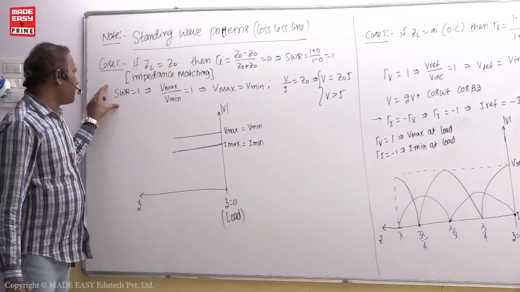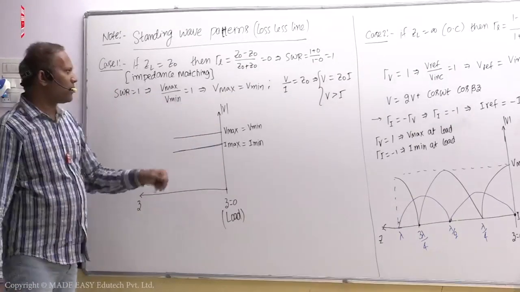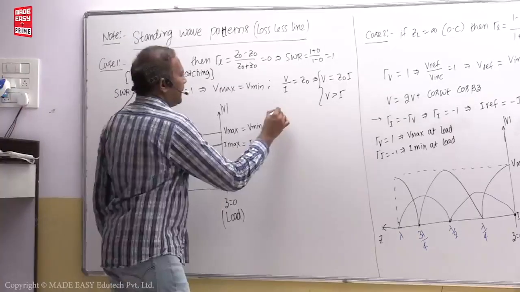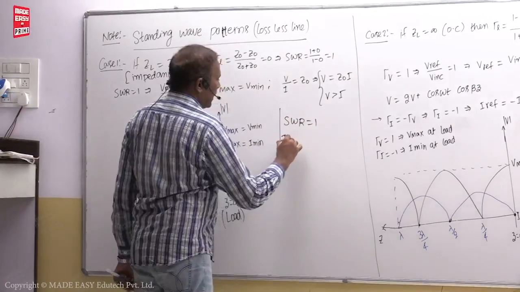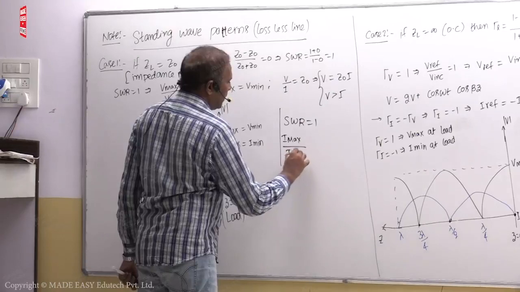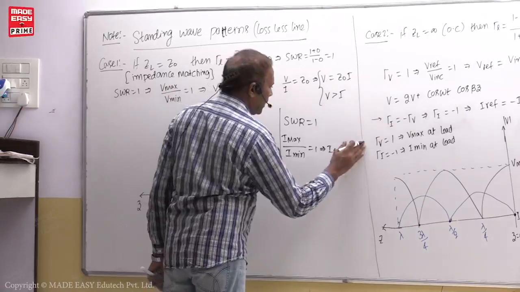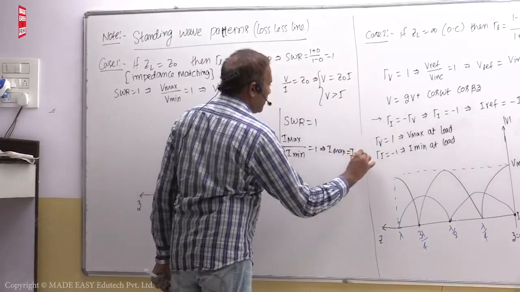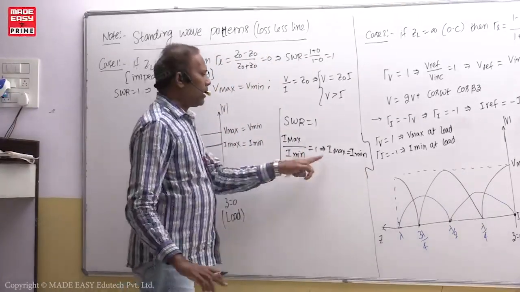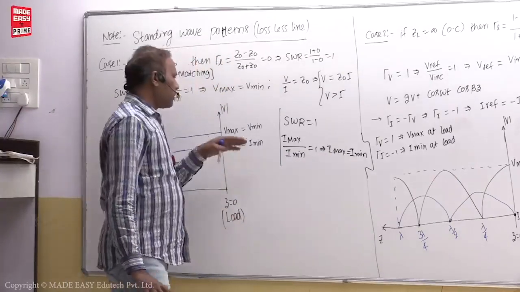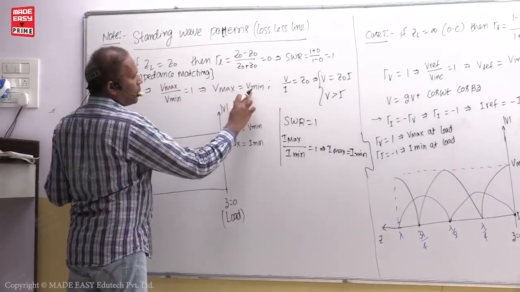Now, SWR is equal to 1. What does it mean? V maximum by V minimum is equal to 1. That means V maximum is equal to V minimum. And similarly, SWR is equal to 1 means I maximum divided by I minimum is equal to 1. That implies I maximum is equal to I minimum. So that means in this case, on this transmission line, anywhere voltage maximum and voltage minimum are equal, current maximum and current minimum are equal. So now coming to this discussion, here voltage maximum is equal to voltage minimum.